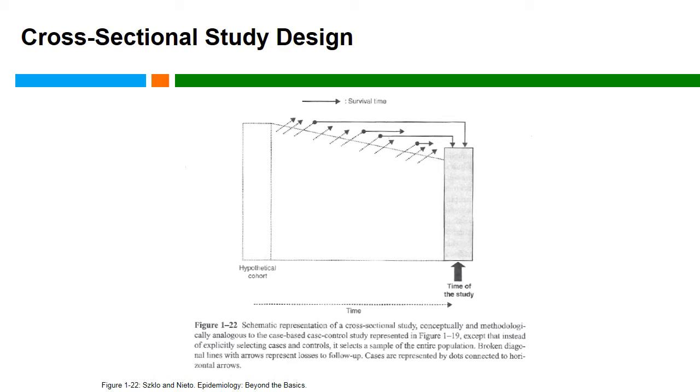This figure is another representation of a cross-sectional study and presents the relationship of the cross-sectional design to a case control study. The primary difference between the cross-sectional study and the case control study is that with a case control approach, you're explicitly selecting the controls. In the cross-sectional approach, you're taking a sample of the entire population.